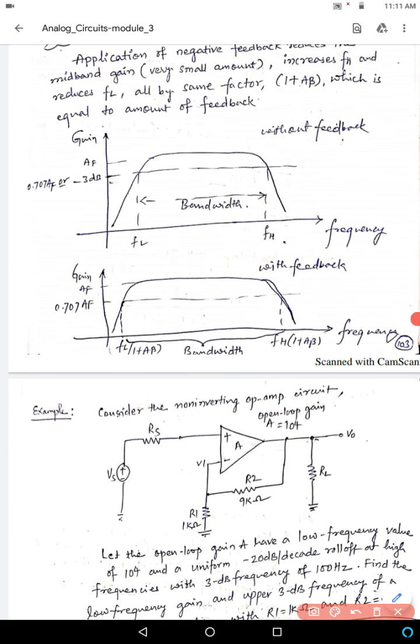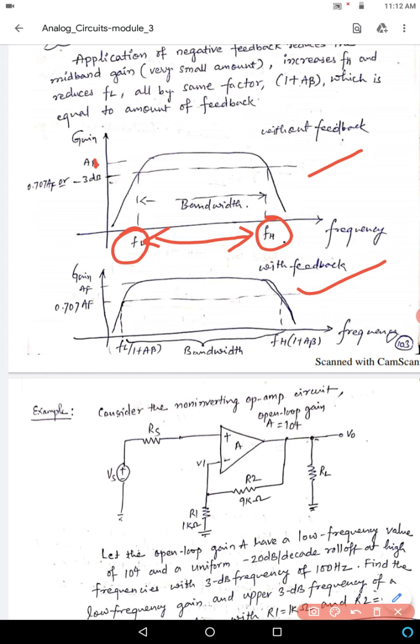In that bandwidth extension, you should draw these two diagrams. That is the gain without feedback, and the second one is gain with feedback. This is only A, not AF. In the first one, gain without feedback, you can see the bandwidth is less. How will we find out the bandwidth? The higher frequency minus lower frequency, you will obtain the bandwidth.